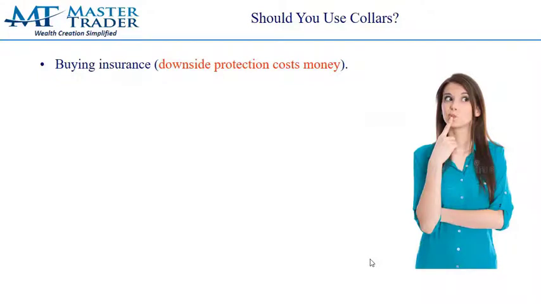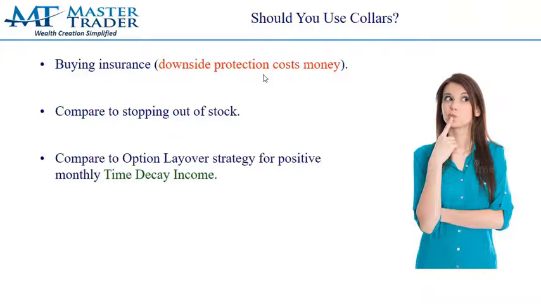Should you use them? Let's think about who this benefits. Remember, you're buying insurance. Downside protection costs money. You can either buy that protection, but it's going to cost you, and what it costs you is it's going to reduce from your future gains because it's going to be added to your cost base. You can just compare this to just stopping out of the stock. Use your stop losses based on the chart, and instead of worrying about buying insurance, just get out of the position. So it's really more for the disaster gap situation.